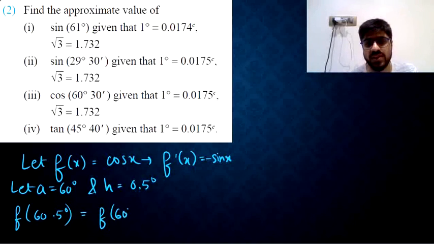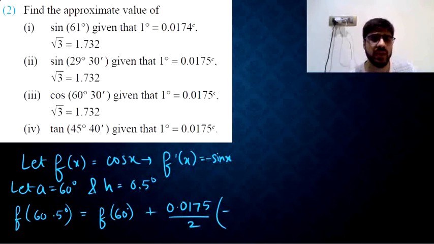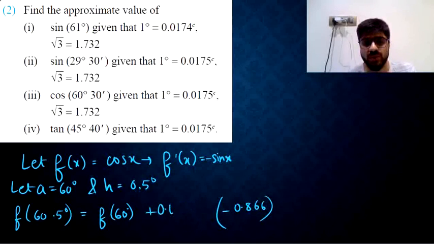This will be f of a, that is f of 60, plus h, which is 0.5 degrees, and we are going to write it as half of 1 degree, which is 0.0175 radians divided by 2. So that's h into f dash a, that is f dash 60, that will be minus of sine 60, that is minus root 3 by 2. This is going to be minus 0.866. And this again is going to be the same number, which is 0.00875 into this. Okay, so f of 60, that will be cos 60, which is equal to 0.5.